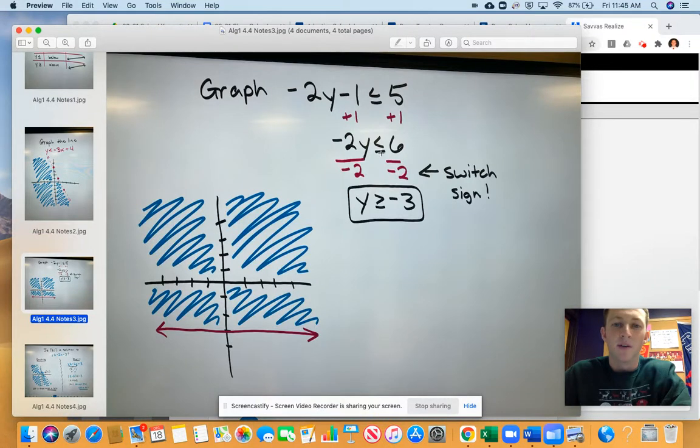But remember, for inequalities, when we divide by a negative, we have to flip this inequality sign. So now y is by itself, but the gator flips, so it's y is greater than or equal to negative 3. So here is our line at y equals negative 3. Since it's greater than, we're shading above, and the equal to is a solid line.